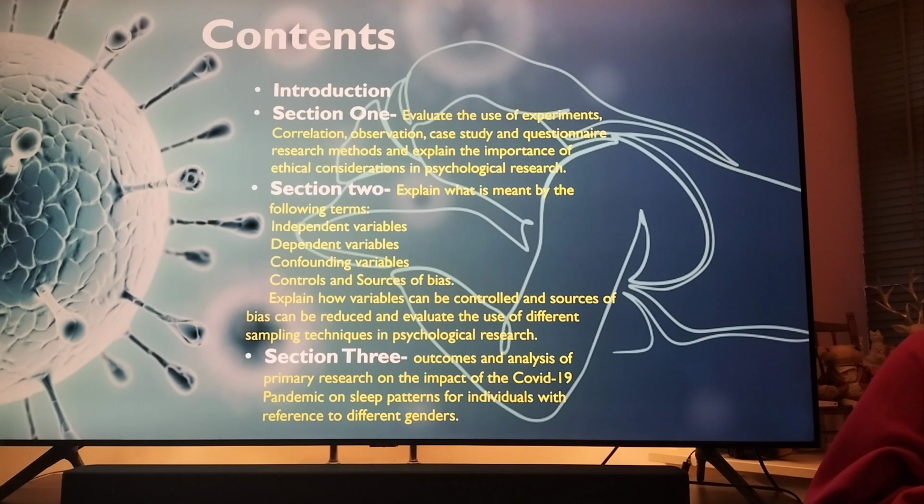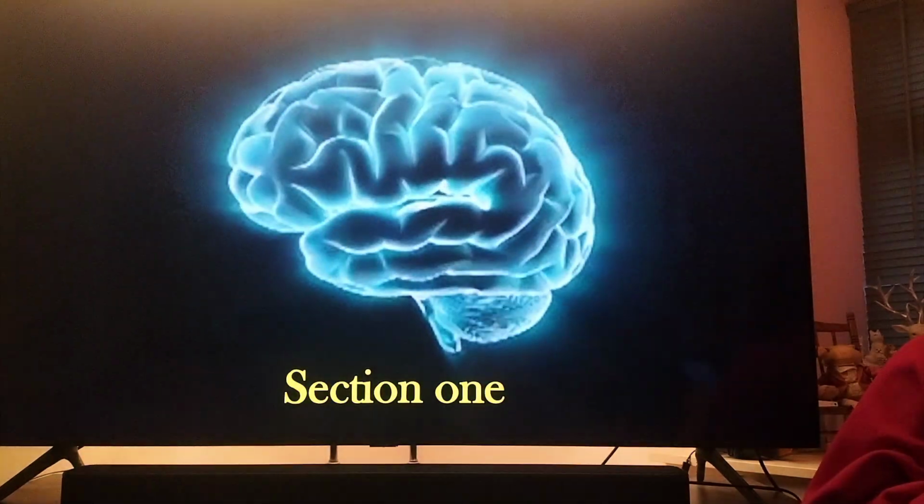Section 3 will cover the outcomes and analysis of primary research on the impact of the COVID-19 pandemic on sleep patterns for individuals, with particular reference to different genders.